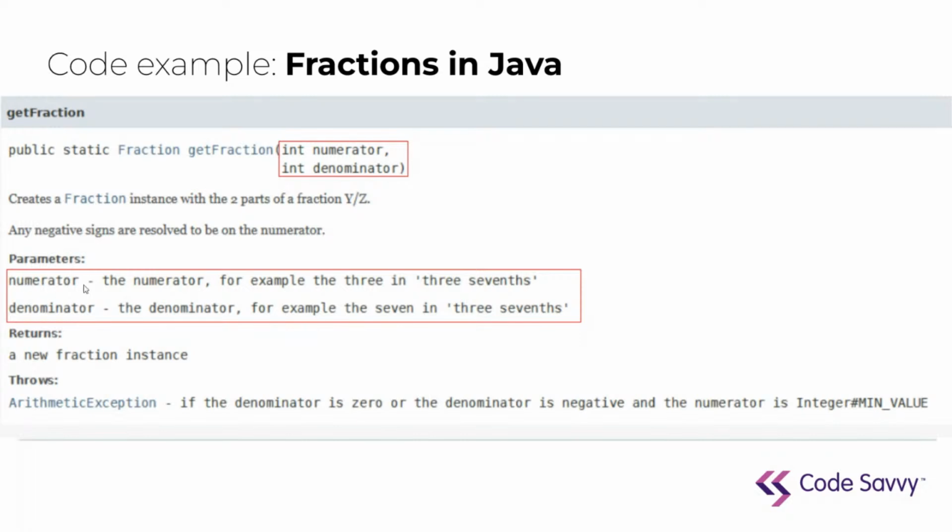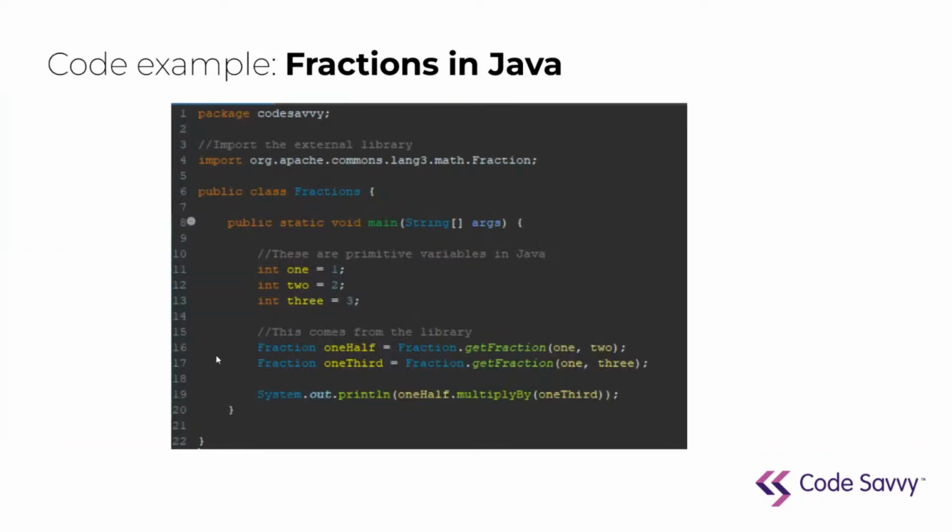Then it also gives me a description of what the parameters are. So the first number I pass in is the numerator, or the top number of the fraction. The second number is the denominator, the bottom number of the fraction, and then it shows what it returns. So if we go back, this method returns a Fraction, so I'm able to assign it to oneHalf because that is a Fraction object.